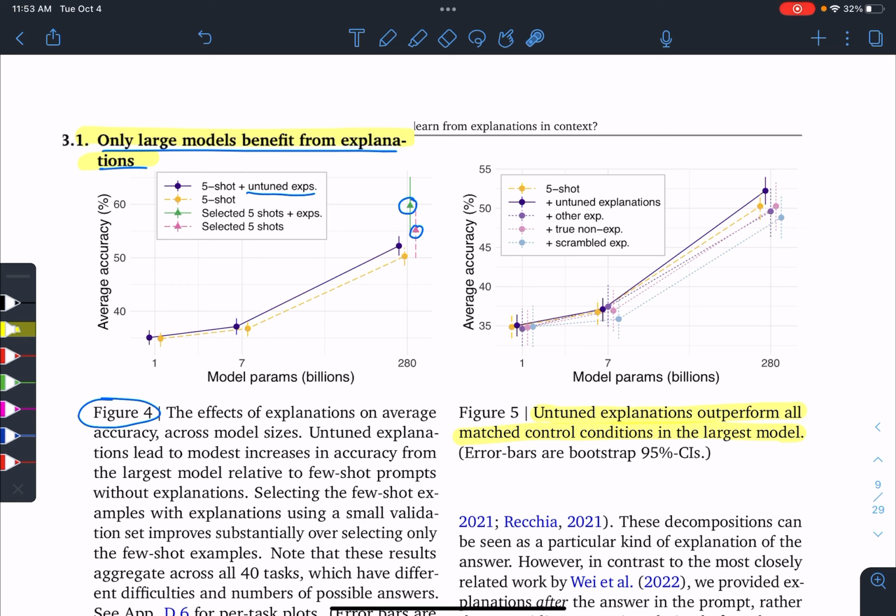Similarly, there are some other varieties here. The purple one is 5 shots plus untuned explanations, which gives you a huge boost as the parameters grow. If we look at very small models, they all perform about the same. There are not many distinctions, but as it grows, there is comparably more distinct behavior from these explanations.